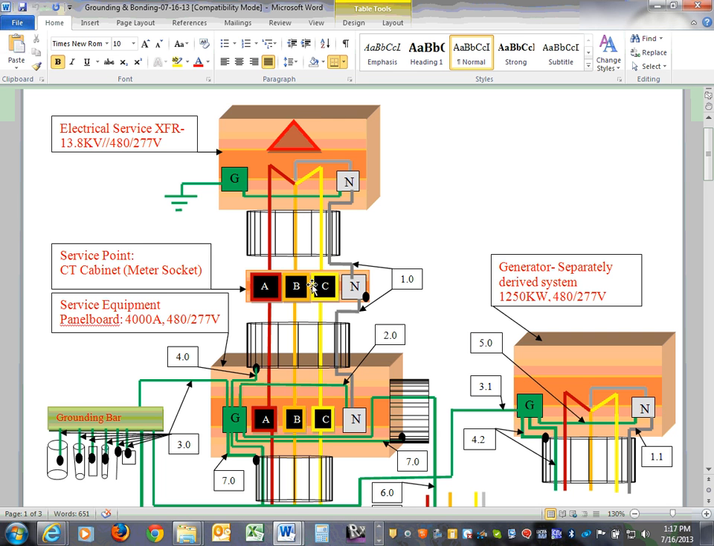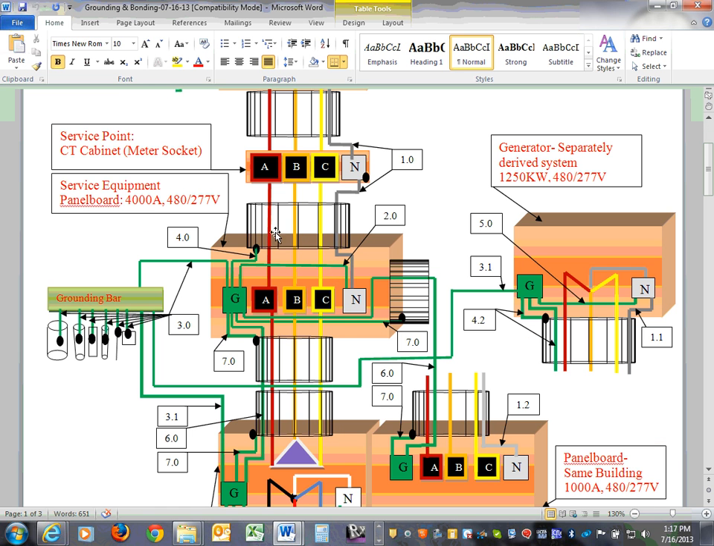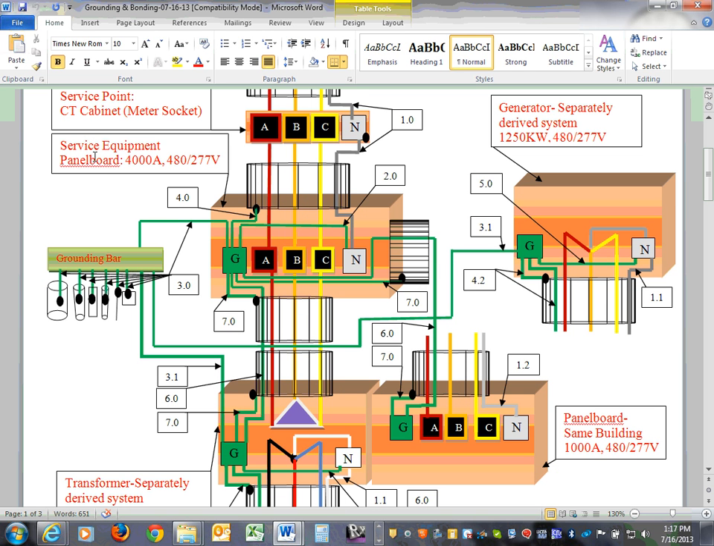This is the service, the so-called service point right here. Now we're coming through, these are supposed to be conduit. Now I have a 4-wire system coming into the service equipment. This should probably not be a panel, it should be switchgear. So here's my switchgear, 4,000 amp, because they don't make panels that high. 482.77, that's your service equipment. Does that make sense? Right here, that box is your service equipment.